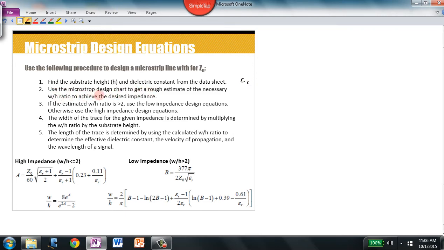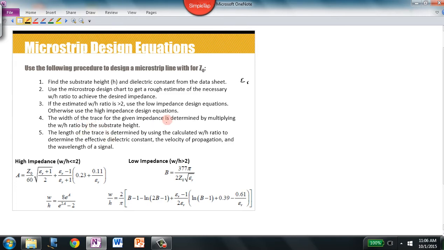We then use a tool called the microstrip design chart to get a rough estimate of the necessary W to H ratio to achieve the desired impedance. So we use this, and I'll show you how to use this tool to get an estimate of the effective W to H ratio. If the estimated ratio we get from that microstrip design chart is greater than 2, we're going to use these low impedance design equations. And otherwise, if the W to H ratio is less than or equal to 2, we're going to use the high impedance region, which are these design equations over here.